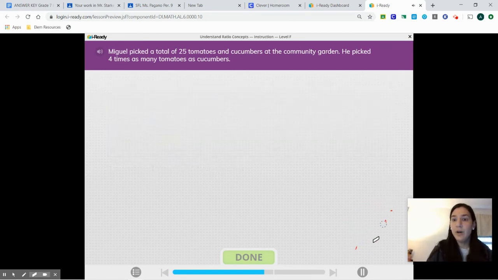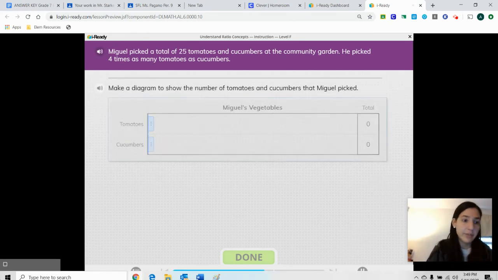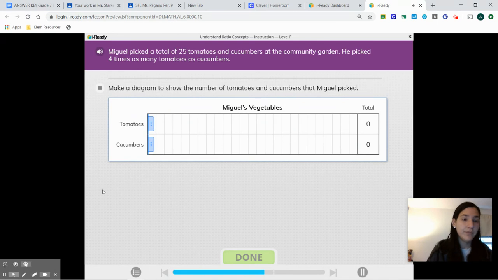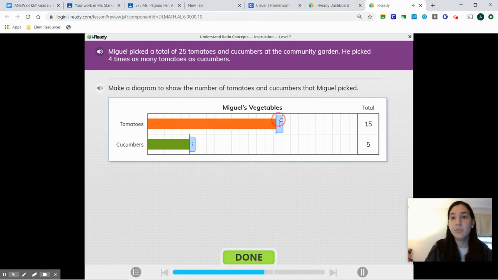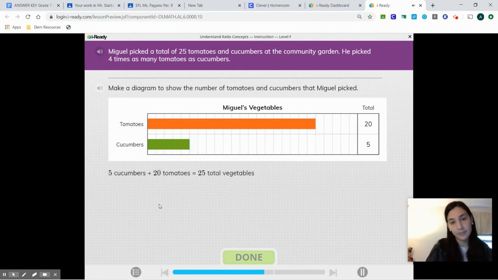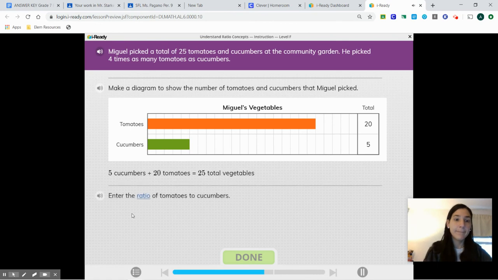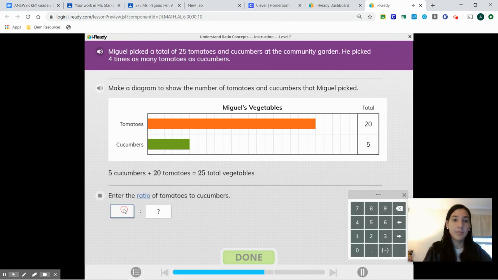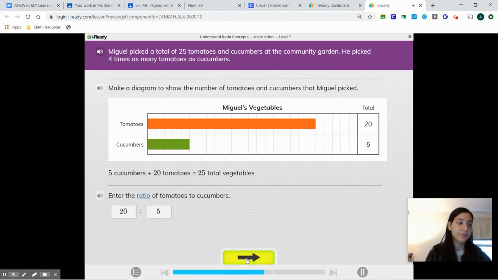Okay, so now we know from our little work down here that we did, make a diagram to show the number of tomatoes and cucumbers that Miguel picked. That we want 5 cucumbers and 20 tomatoes, so we're going to put that in our chart. And we're done. 5 cucumbers plus 20 tomatoes is 25 total vegetables. Enter the ratio of tomatoes to cucumbers. So again, we have 20 tomatoes to 5 cucumbers, and we're done.